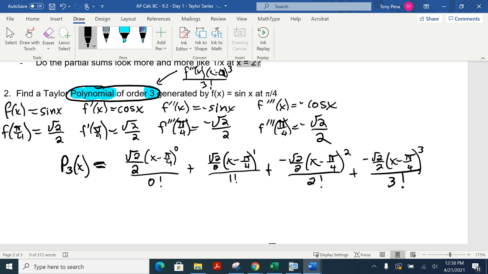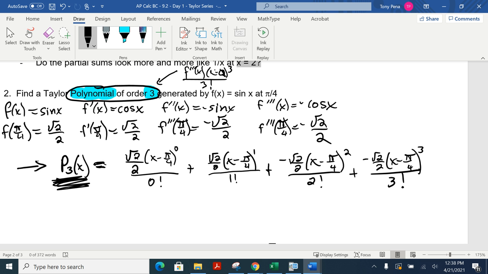You could simplify it if you want. So if this is a free response question, you are absolutely leaving it like this. If it's a multiple choice question, then you probably need to go through, simplify it, and figure out which one it matches up to of the selections. But this is our Taylor polynomial of order 3. All right, and then that's it.